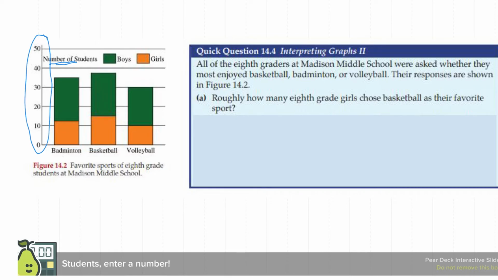So if we go here to basketball and we look at the girls, it's going to be this section right here, and this top value seems to be about 15. So we're going to say that this is approximately 15 girls. And remember, all of these numbers represent 8th grade students, so we don't have to figure out the different grade levels.